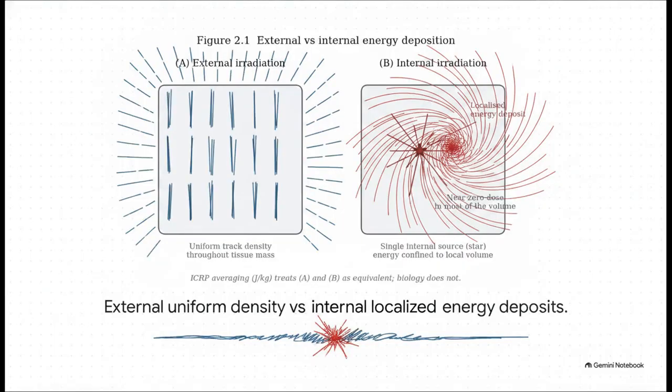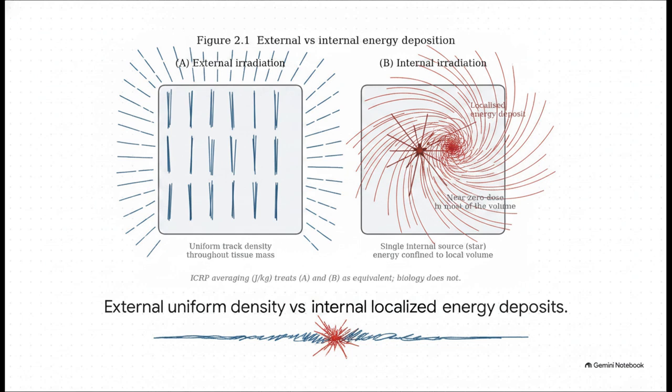There's a stark difference in how exposure is modeled depending on the source. With external irradiation, those tracks are uniformly distributed throughout the tissue mass. And for that, the text concedes that averaging the dose over a full kilogram is actually a pretty reasonable approximation. But internal irradiation is a totally different story.